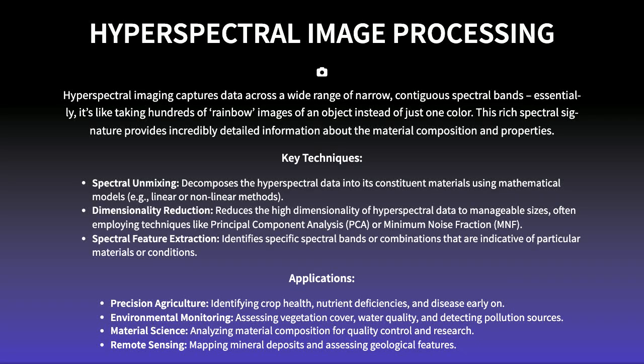Think of it as taking a really detailed rainbow picture of something. Instead of just one color like a regular camera, it captures data across hundreds of narrow bands. This creates an incredibly rich spectral signature that tells us exactly what the object is made of and its properties. We use techniques like spectral mixing to break down this data into its different components, and dimensionality reduction helps manage all those details. It's used in pretty amazing places, from boosting crop yields through precision agriculture to monitoring our environment and even analyzing materials for quality control.